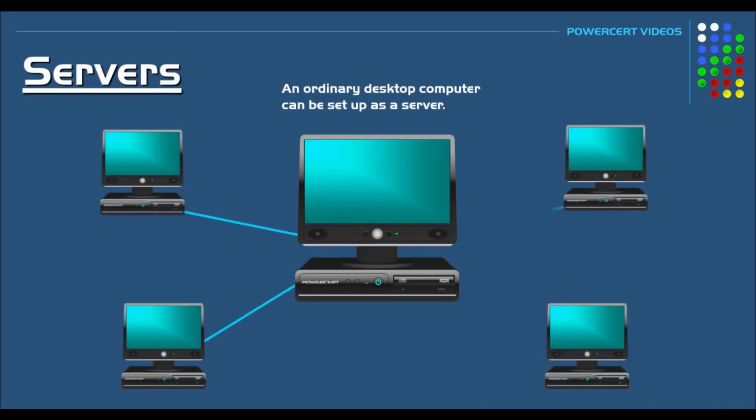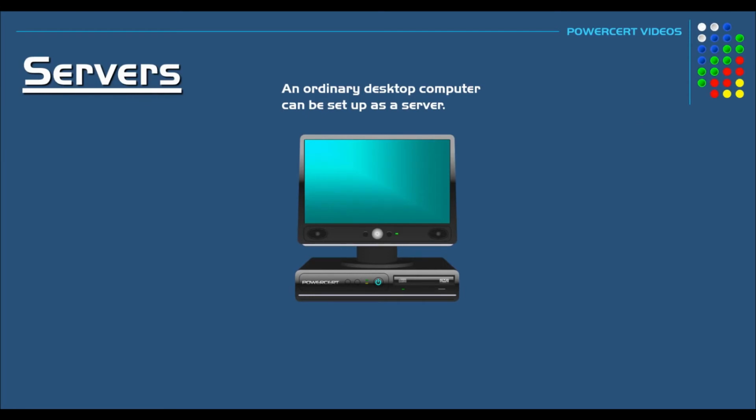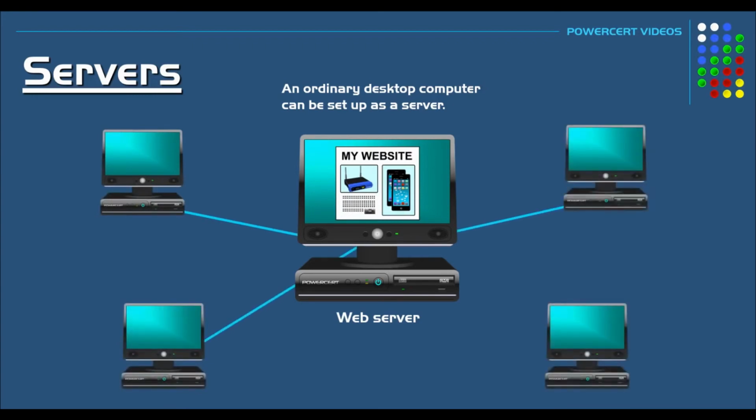For example, you can set up a network in your home where you have an ordinary desktop computer serve as a file server. The computer will have those files in a shared folder, and then other computers can connect to it to access those files. Or you can also use a desktop computer to serve as a web server, where you would install the website data on that computer, and then the other computers can connect to it and retrieve the web page.